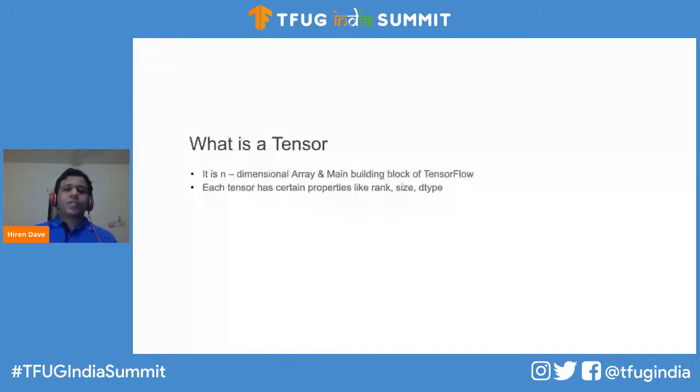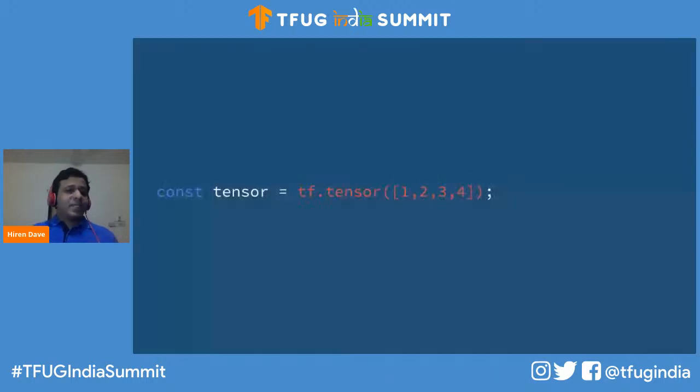And each tensor has certain properties like rank, size, and data type. Rank defines the rank of the tensor. Size defines whether it's 2-dimensional, 3-dimensional, n-dimensional. Data type is whether it's storing integer data, string data, any type of data. So this is how you can create a tensor. This is a basic example of what we have seen in the code, where I am defining the tensor with the function tensor, and then I'm giving an n-dimensional array over here.